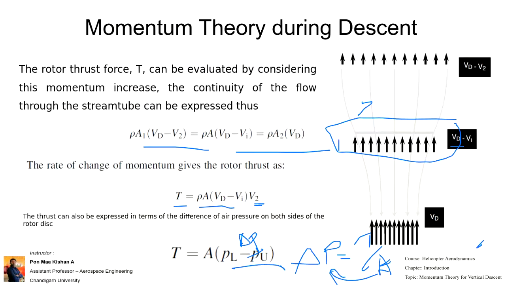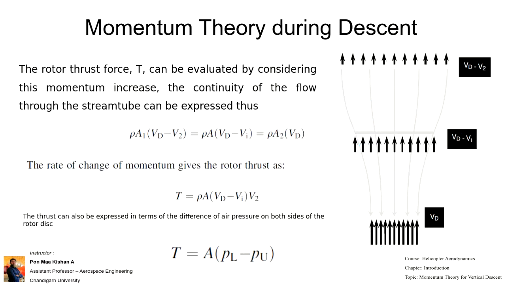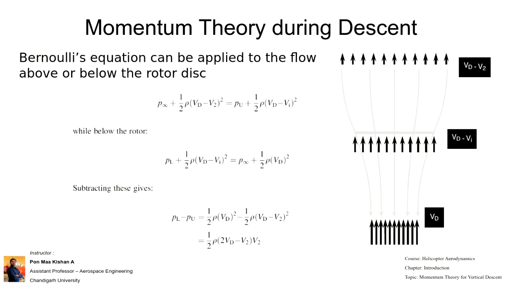So pressure of the lower, pressure of the upper surface. Okay, so that's how the two thrust equations have to be taken. In the next slide, we will be seeing Bernoulli's equation. This procedure is the same, and for the hovering condition also, we have followed that.